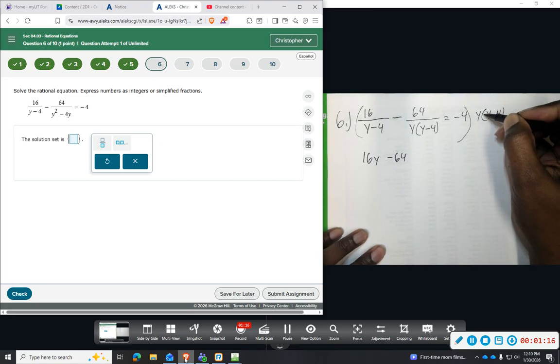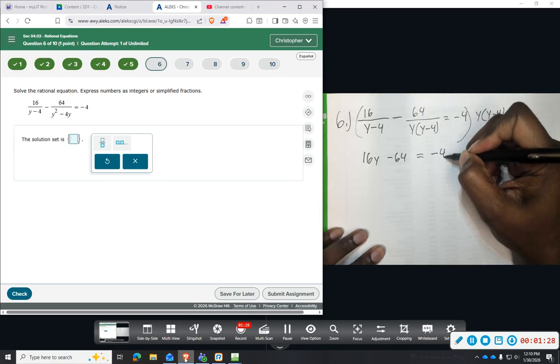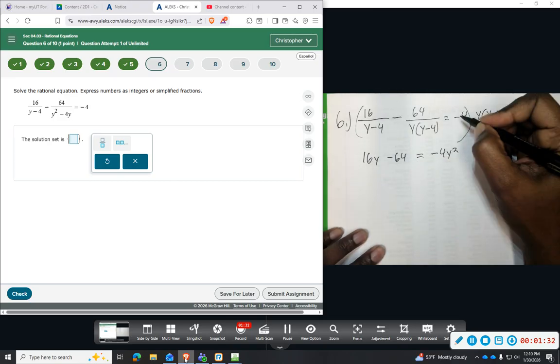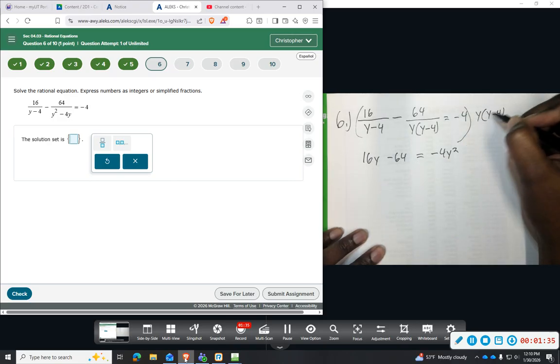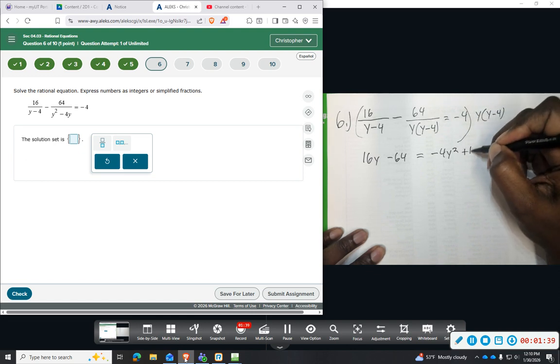And then thinking about this as in the y squared minus 4y form, we're going to distribute a negative 4. So negative 4 times y squared will give me a negative 4y squared, and then negative 4 times the 4y, the second part, will give us a positive 16y.